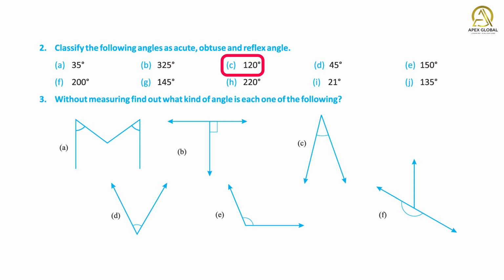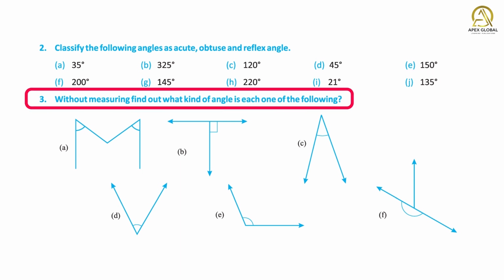C. 120 degrees. Solution. Obtuse angle. D. 45 degrees. Solution. Acute angle. E. 150 degrees. Solution. Obtuse angle. F. 200 degrees. Solution. Reflex angle. G. 145 degrees. Solution. Obtuse angle. H. 220 degrees. Solution. Reflex angle. I. 21 degrees. Solution. Acute angle. J. 135 degrees. Solution. Obtuse angle.